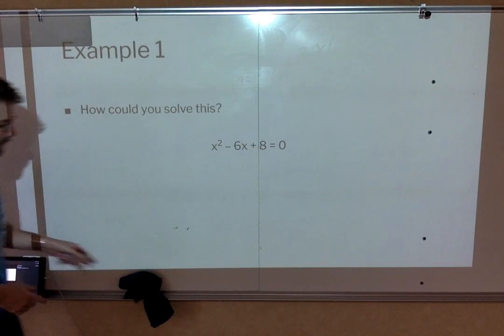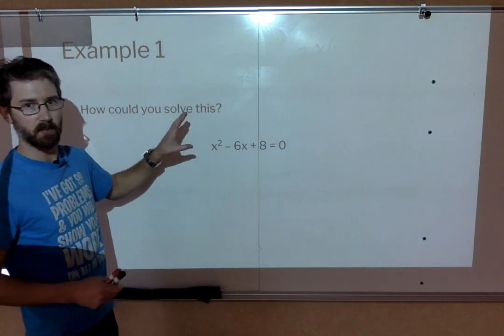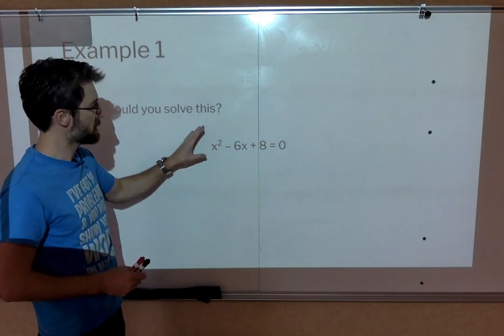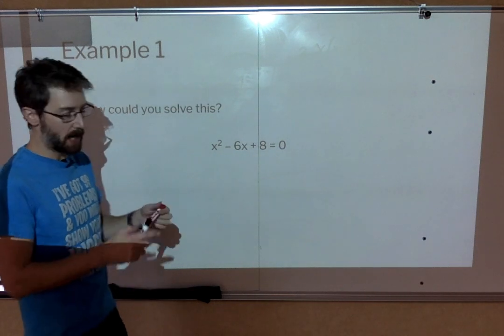Okay, so how would we solve this? This is essentially what we are focused on with 6.5 and 6.6. How do I solve when a polynomial is equal to 0? We've got a few options here.